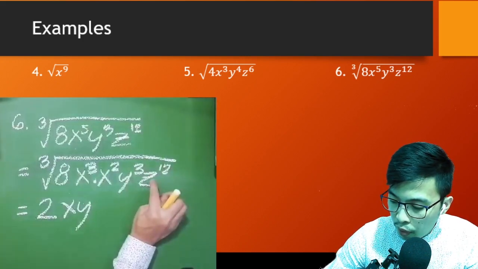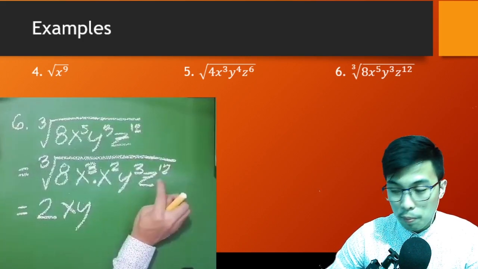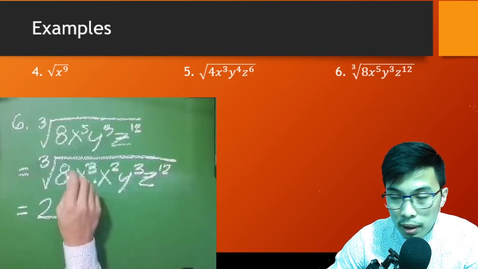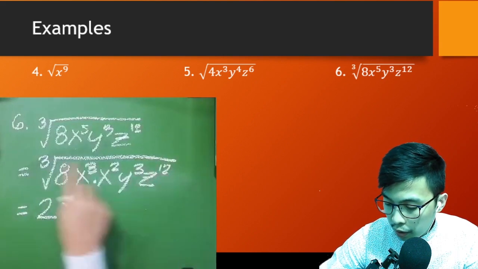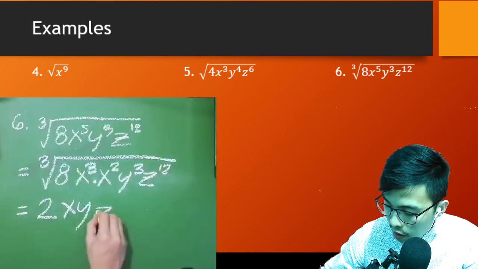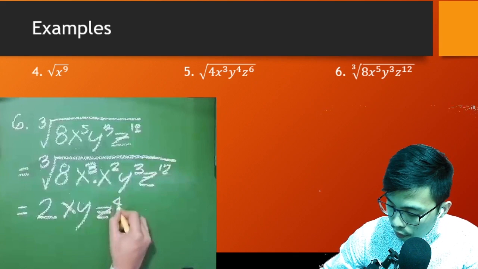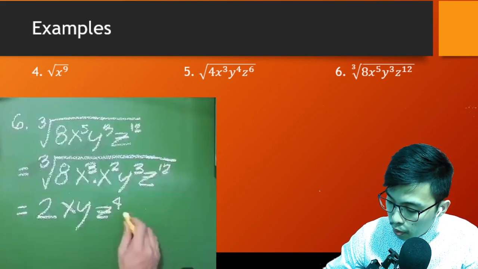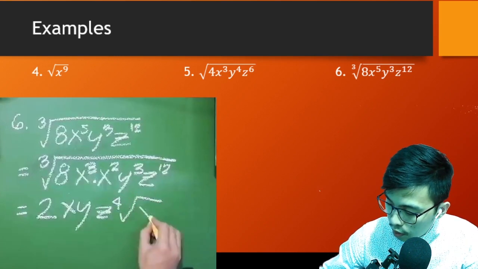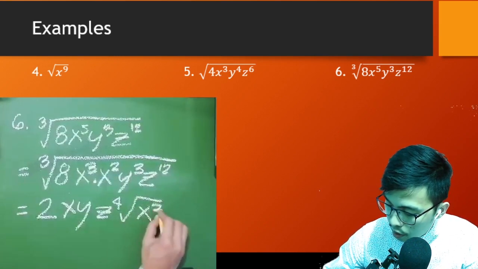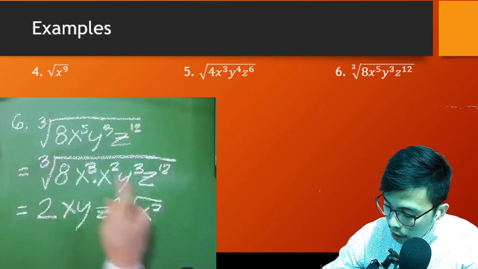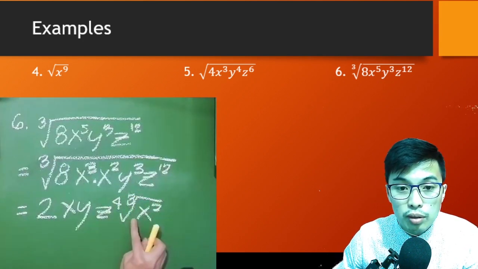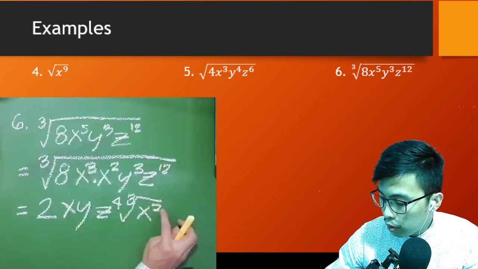And next we move here, z raised to the power of 12. Since 12 is divisible by 3, divide na lang natin siya. 12 divided by 3 is z raised to the power of 4. Alright, so ano yung nag-remain dito? X raised to the power of 2, or x squared. Right. Okay, don't forget to write the cube here since this is a cube root of x raised to the power of 2.